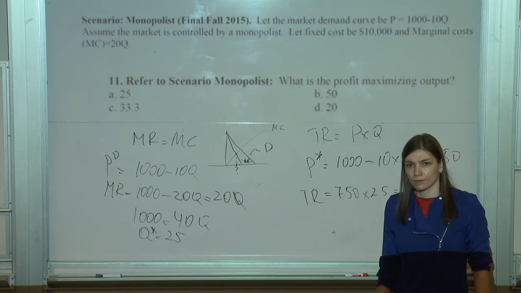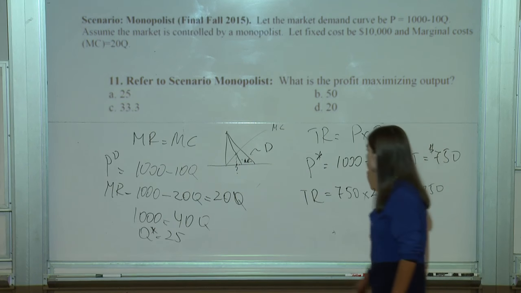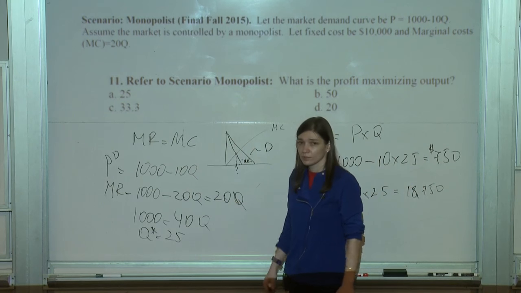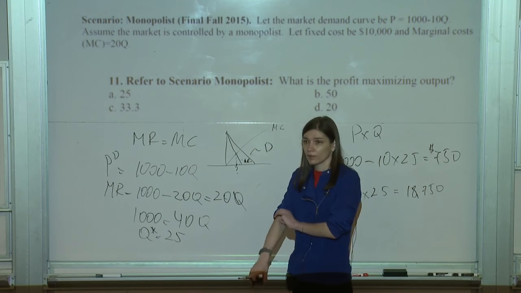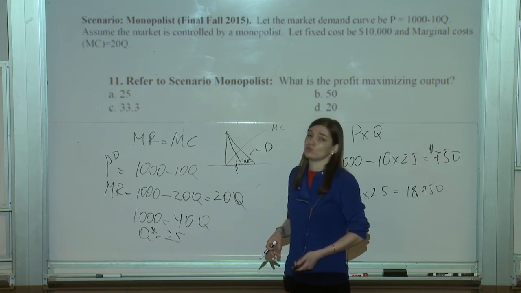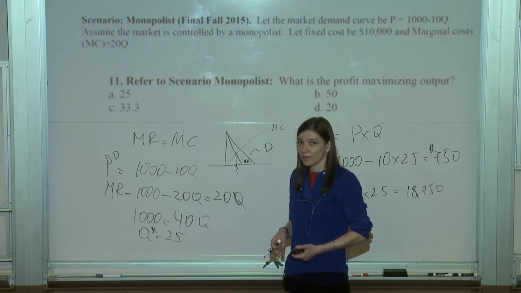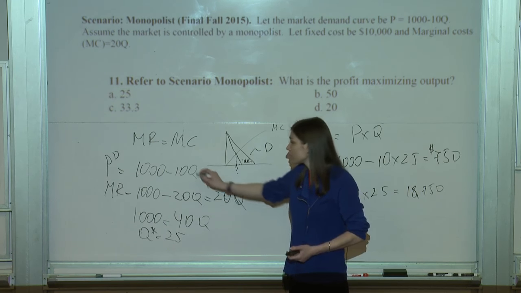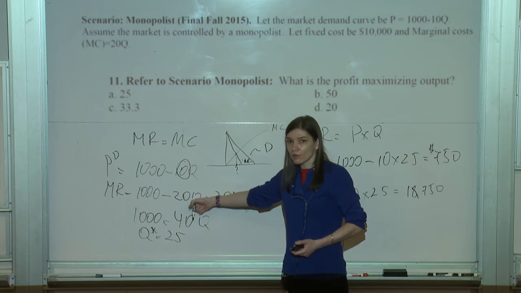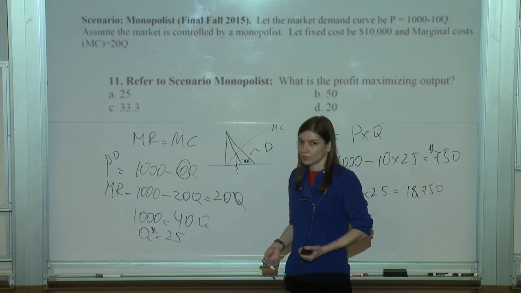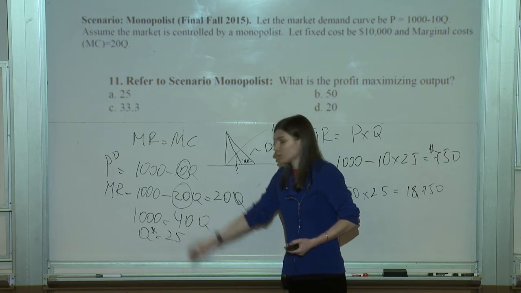I know that marginal cost is half of marginal revenue, or the other way around, because both lines start at the same point. The marginal revenue curve has twice the slope of the demand curve. Since the demand curve has a slope of 10, then the marginal revenue is going to have a slope of 2 times 10, which is 20. And that's why this is 20.